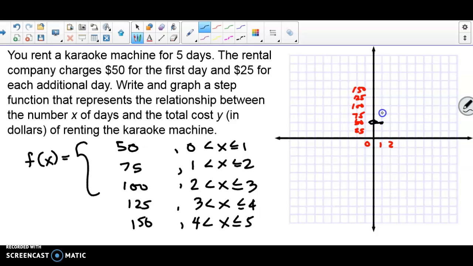From 1 to 2, so open at 1, closed at 2, and it has to be along the line y plus 25. And the pattern continues. So open, line, dot, and this is open, and dot, and then this is 4, so open at 150, dot, and then solid at 5. So that's the graph and the function representing this word problem over here.